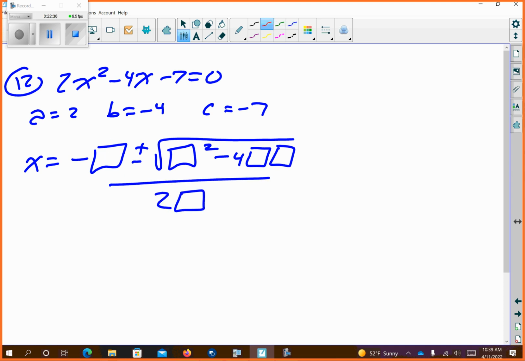All right, so I have a negative 4. I have a negative 4. I have a 2. I have a negative 7, all over 2. Okay, don't make the error here. That's going to give me a positive 4. Don't make an error here. That's going to give me a positive 16. Okay, it's all going to be over 4.